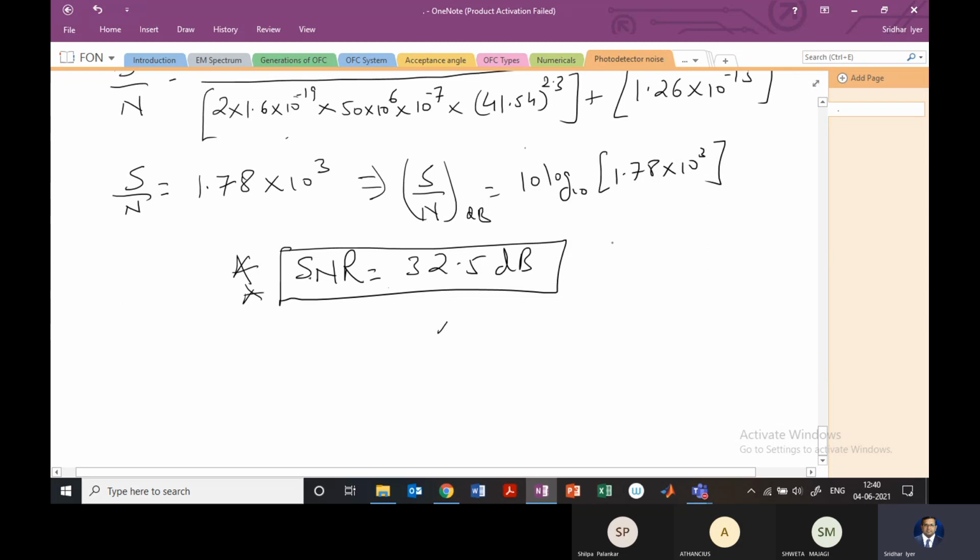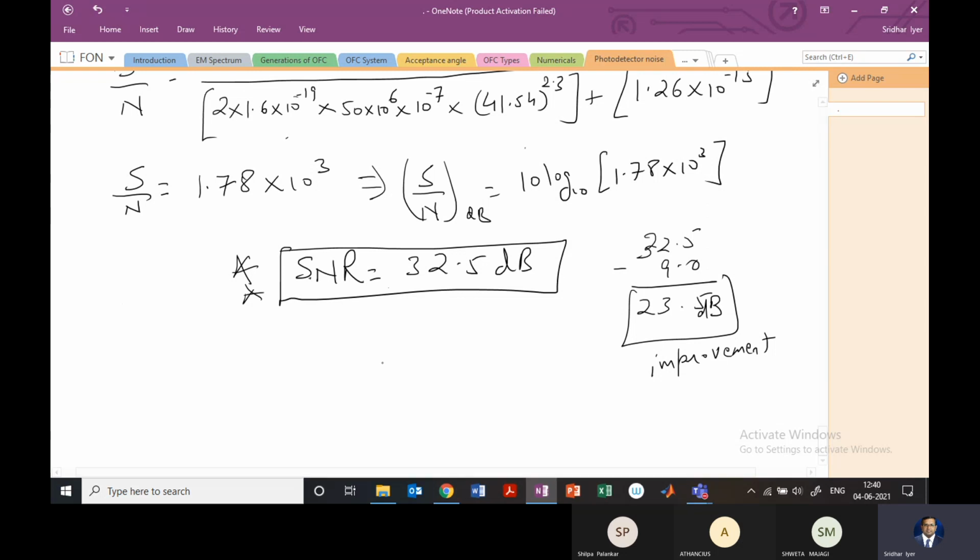So there is an improvement of 32.5 minus 9 dB. So you get 23.5 decibels improvement, right? Which makes sense because you're using an APD which gives a multiplication, but you can see what is happening here. If you use an APD, your signal to noise ratio is going to improve. And you must note here that everything is the same. So for the same scenario itself, you are getting about 23.5 decibels of improvement.